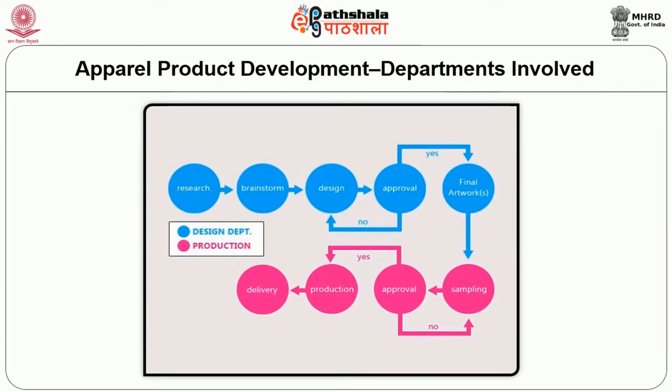Some of the departments which are involved in the apparel product development are, according to the activities, research, brainstorm, design, and if the design is approved, then it goes to the next step, or it goes back to revisit the design. And once it gets approved, it goes for the final artworks. The final artworks then go for sampling. And the samples have to be approved. And we have to keep repeating the samples till we get the approval. And once this is approved, it goes for production. And then it goes for delivery. So the processes in the blue circles belong to the design department, and those in pink belong to the production department.